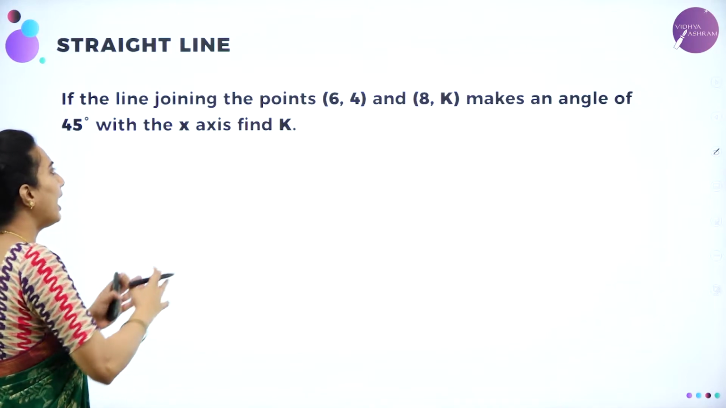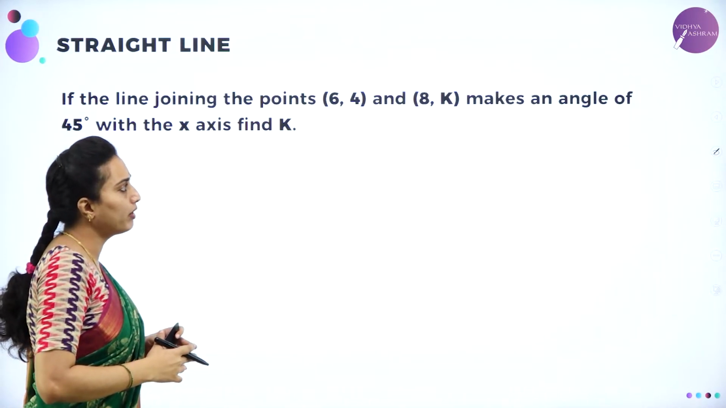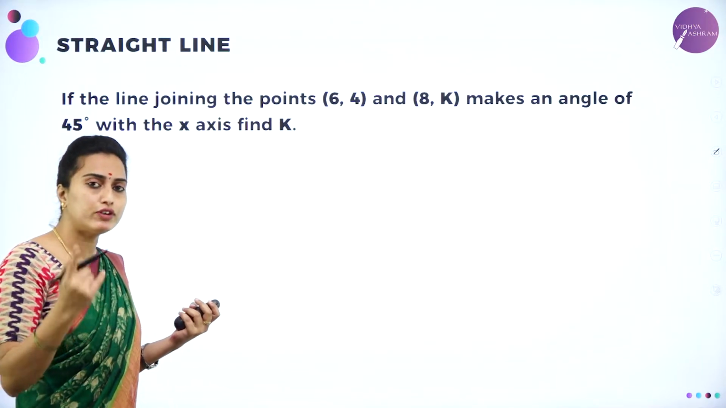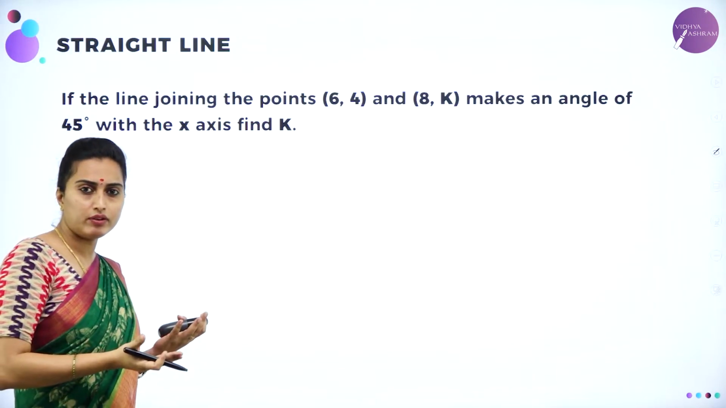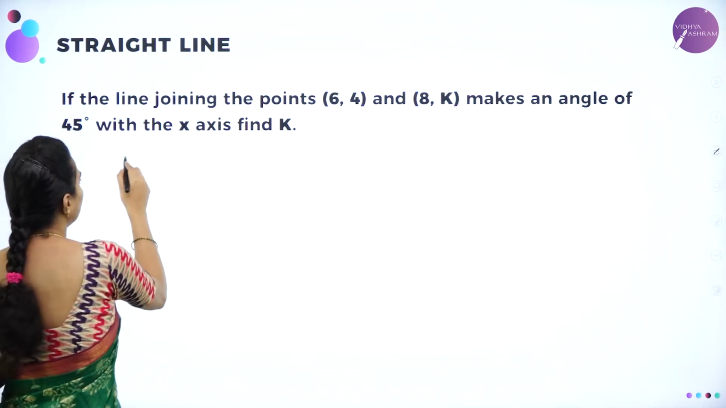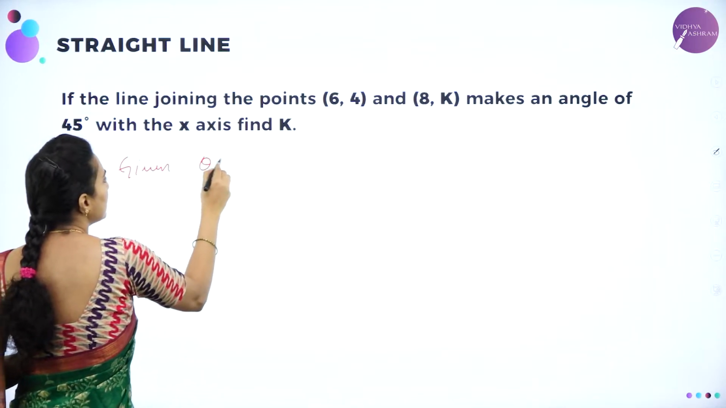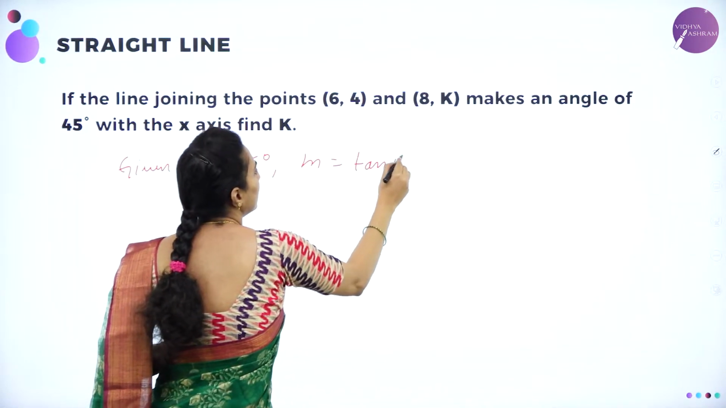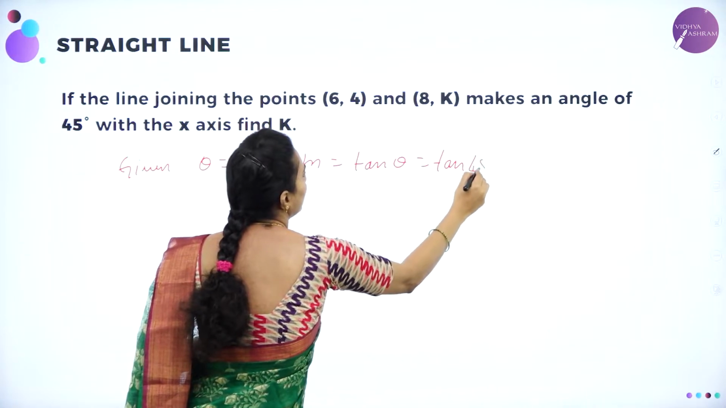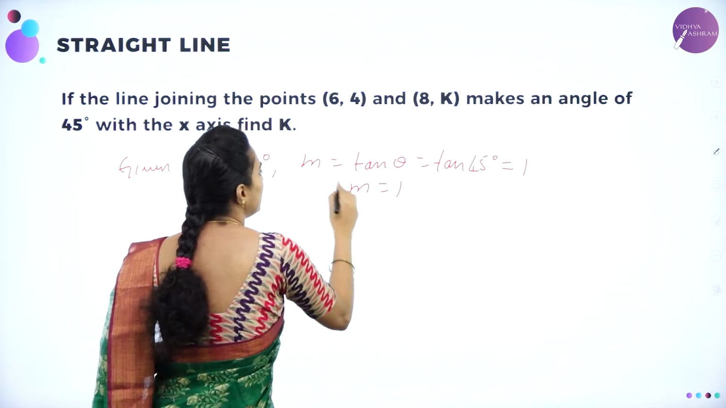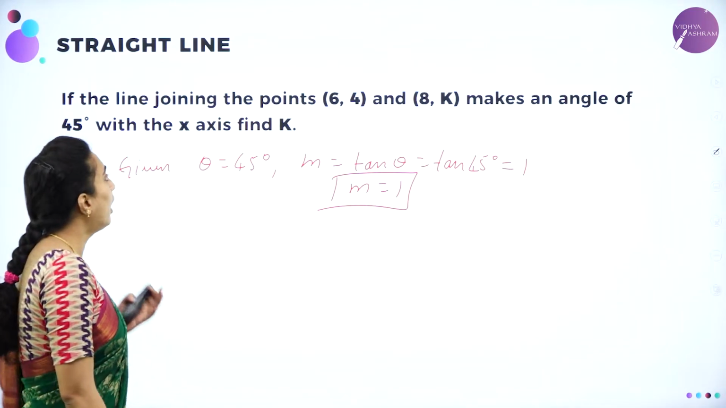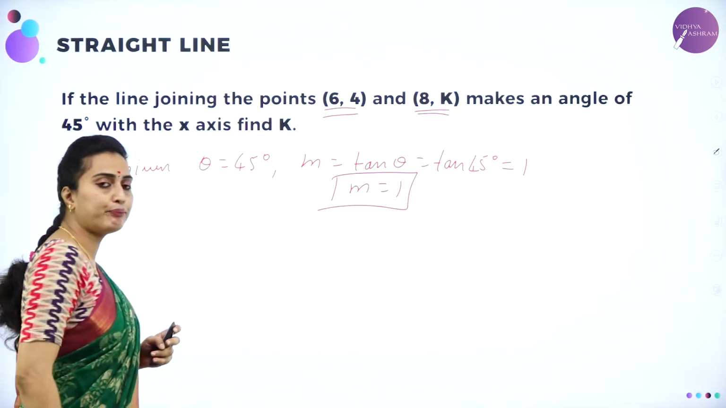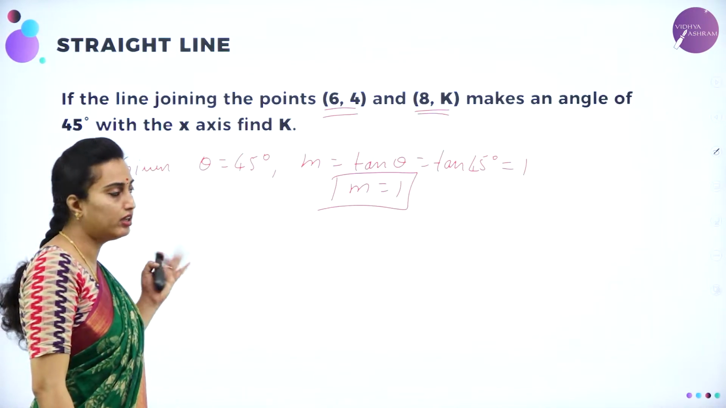What they've asked: if the line joining the points 6, 4 and 8, k makes an angle 45 degree with the x-axis, find k. 45 degree falls in the first quadrant, between 0 to 90 degree. So theta will be acute. It is positive. So they have given theta is 45 degree. If theta is 45 degree, we know that m is equal to tan theta, which is tan 45 degree. Substituting theta, tan 45 degree is 1. Therefore, m is equal to 1 is the value. Now, they have given the line joining the points 6, 4 and 8, k is equal to m, that is 45 degree, m is tan 45 degree, which is 1.